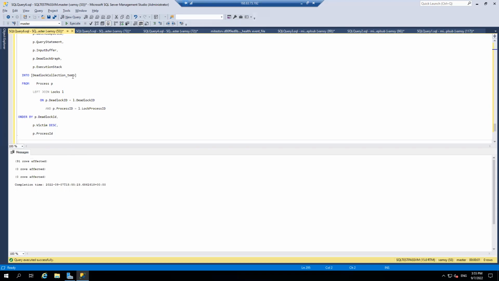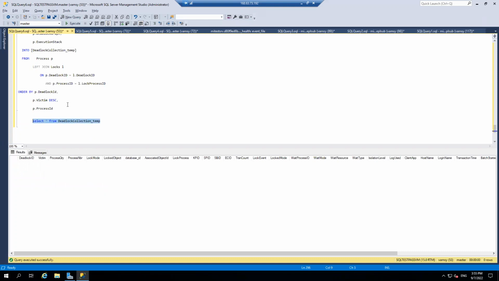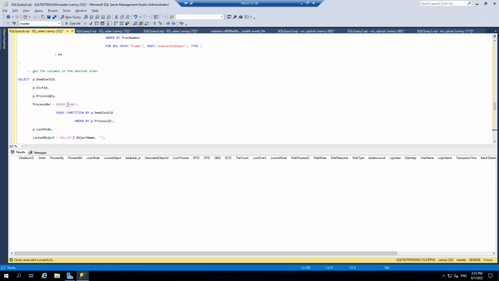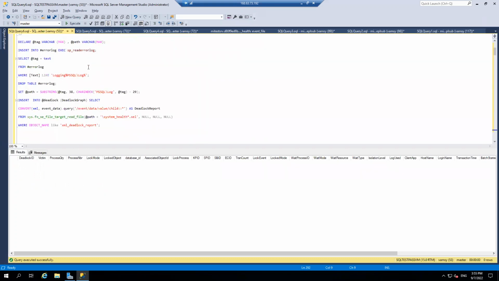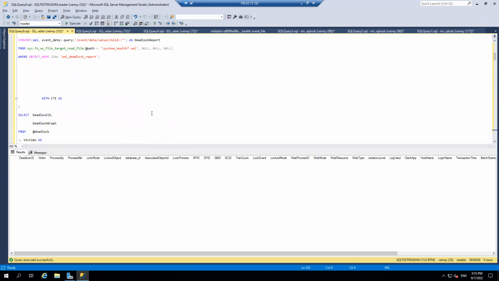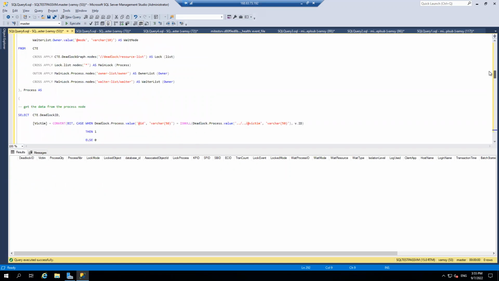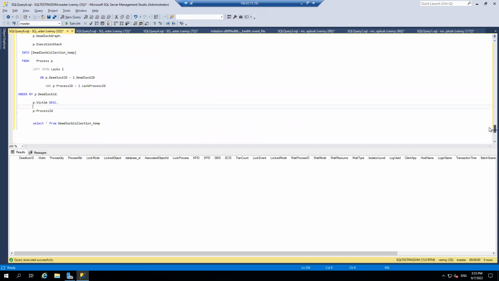So I loaded that into this table. So you will see that now. Select star from deadlock underscore collection underscore temp. Why, it said 91 rows popped up, right? Yes. Then why am I not able to see anything? One second. I think it's a hash table.